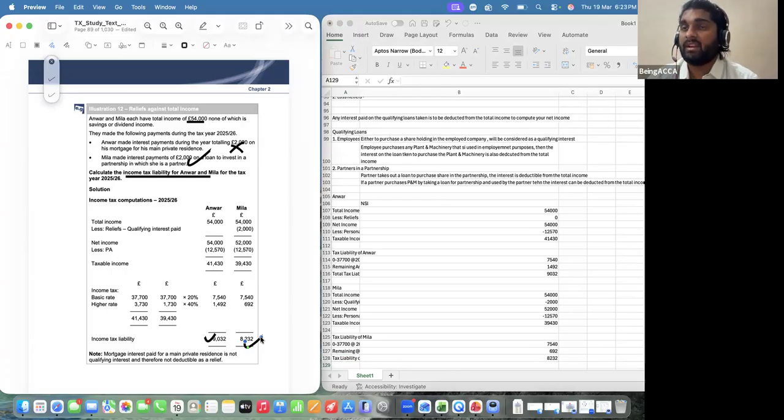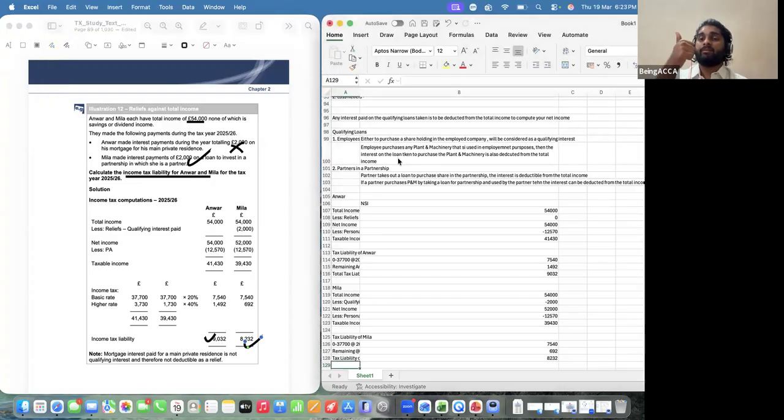Always remember, whenever they give an interest payment, never think that, okay, interest payment has been given, so it should be deducted as a relief. Only interest relating to qualifying loans is the relief that you get, and these four are the only qualifying loans. One is shares of employer. Next is purchasing plant and machinery for use in the employment. If in a partnership, a loan taken to purchase shares in a partnership, and a loan taken to purchase plant and machinery for use in a partnership by the partner. Only then will you have that available. Otherwise, it will not be there.